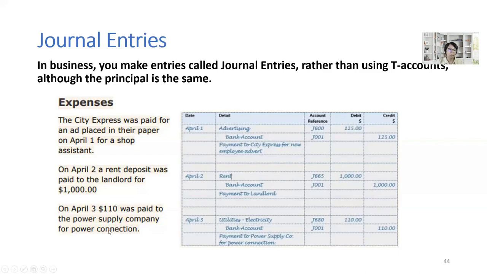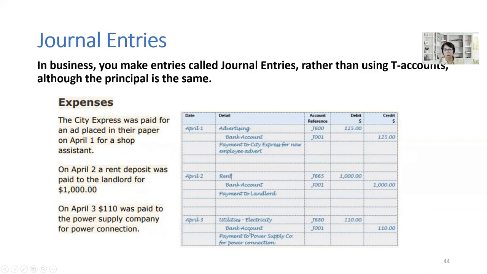One more. On April 3rd, $110 was paid to the power supply company for the connection. They're just saying we're paying the bill. So our utilities account is an expense. So do we debit or credit to make the expense go up? We debit, because debit makes expense go up. Remember I said you had to memorize it? So see here, debit makes this expense go up.